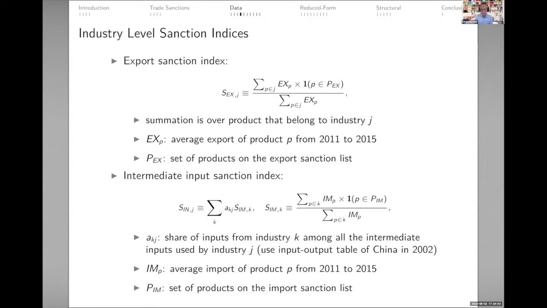The intermediate input sanction index is constructed by first constructing an import sanction index. So that's going to be the share of products that are import sanctioned by the UN for a given industry K. And then we borrow China's input-output table from 2002 and match that so that we can have a measure of the share of intermediate inputs of industry J that are sanctioned by the UN. We also conduct robustness checks using China's input-output table from 1987 and 1997, and they seem to provide similar estimates to our baseline.